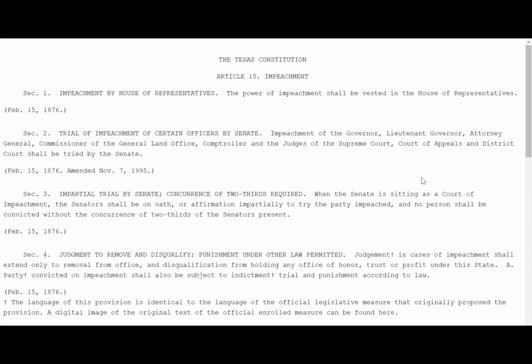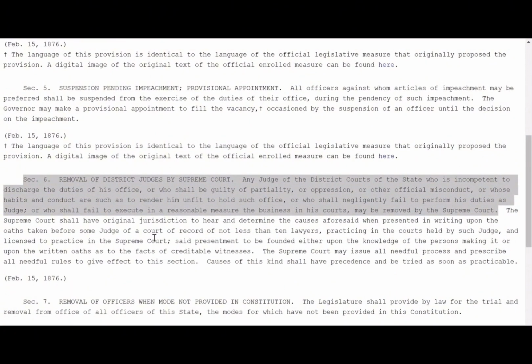So now we move to Article 15, impeachment, in the Texas Constitution. We were just at Article 5, and remember, the Texas Constitution has all these articles, and in every article you have multiple sections. So let's move down to Section 6, removal of district court judges by the Supreme Court.